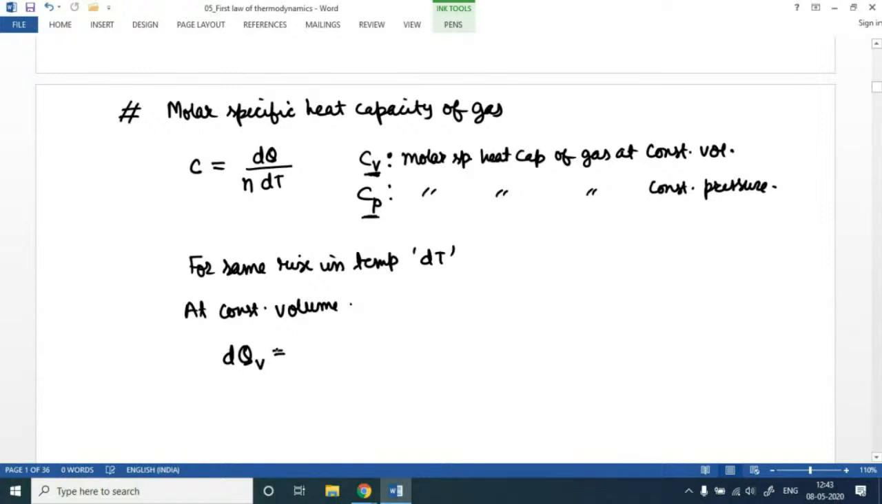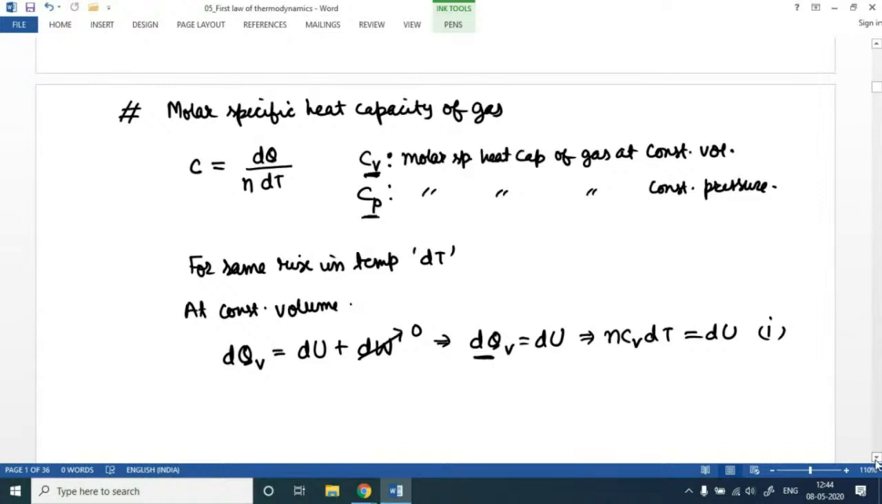According to the first law of thermodynamics, this is going to be dU plus dW. And dW, as we know, is equal to 0. So you should realize that dQv is equal to dU, and according to the definition of Cv, dQv we can simply write as n Cv dT, and that would be the value of dU. Let's say that is equation number 1.